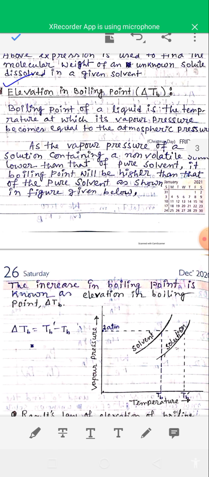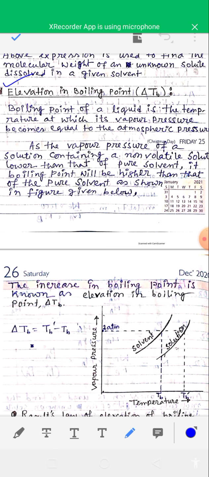Okay, suppose the boiling point of pure solvent is TB and the boiling point of the solution is TB dash, and I have told you that the boiling point of the solution will be higher than the boiling point of solvent. So elevation in boiling point, which is written as delta TB, is TB dash or TB prime minus TB. This is the elevation in boiling point.